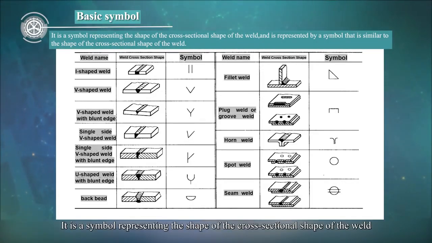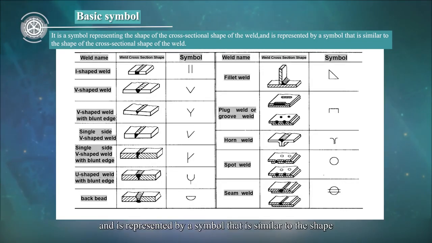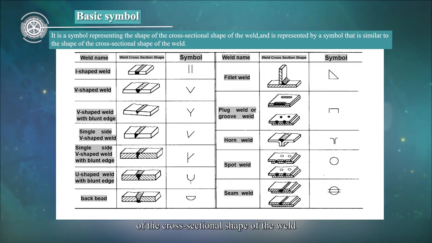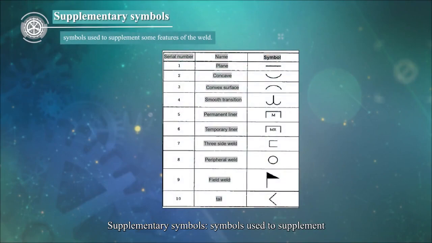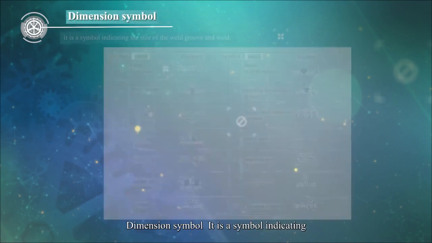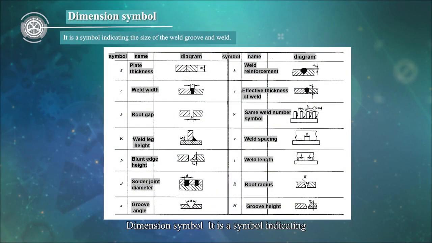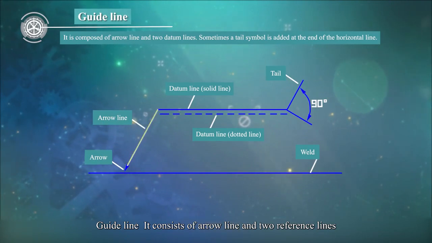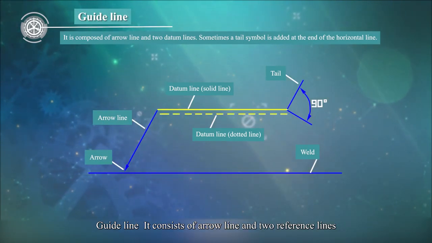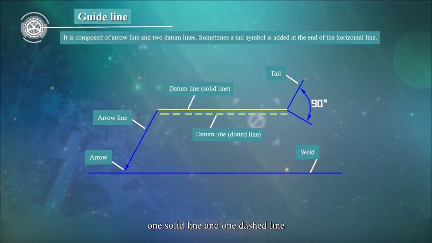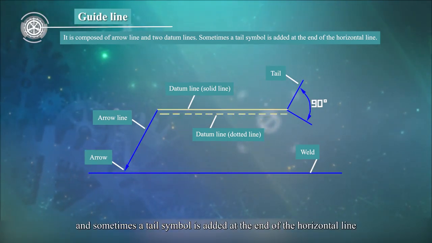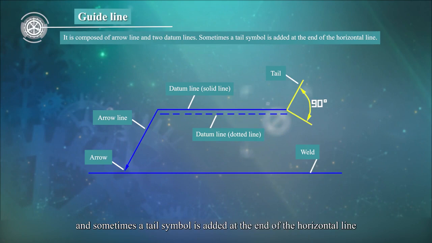Basic symbol is a symbol representing the cross-sectional shape of the weld, which is similar to the cross-sectional shape of the weld. Supplementary symbols are used to supplement some features of the weld. Dimension symbol is a symbol indicating the size of the weld groove and weld. The leader line consists of an arrow line and two reference lines, one solid line and one dash line, and sometimes a tail symbol is added at the end of the horizontal line.